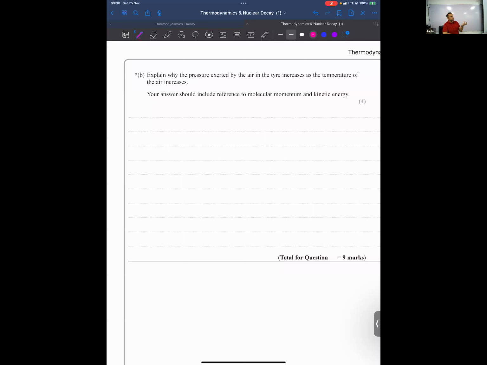So your answer has to be: when the temperature increases, the mean kinetic energy of the molecules will increase. So the speed of the molecules will increase. So the molecules will collide with the walls more frequently. So the rate of change of momentum is high, force is high, pressure is high. I'm not going to give that answer; you can just look at the previous one and answer this.